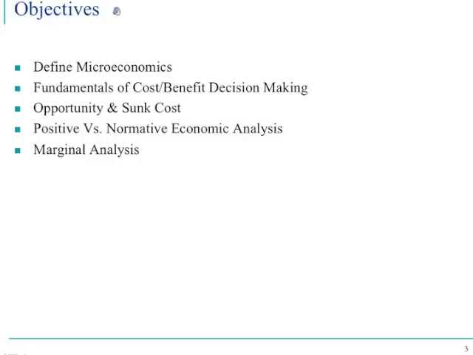In chapter one, the following concepts and topics will be discussed: what microeconomics is, fundamentals of cost-benefit decision-making, opportunity cost and sunk cost, positive versus normative economic analysis, and marginal analysis.